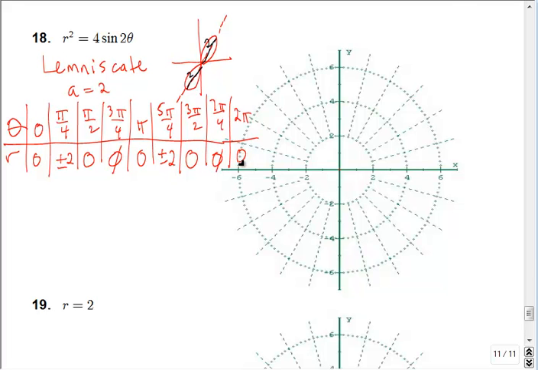So we're going to plot some of these points here. We're going to start at 0, 0, which would be right here at the origin. And then we're going to go to pi over 4. And let me just sketch in that line here so that we can reference it.